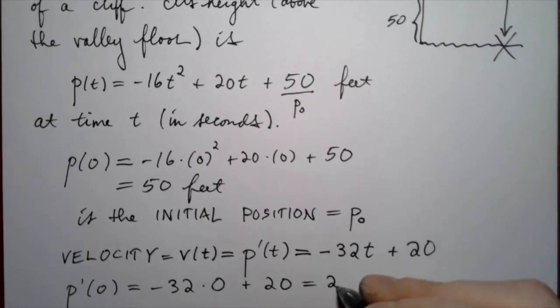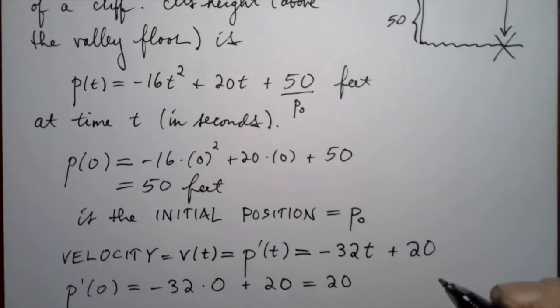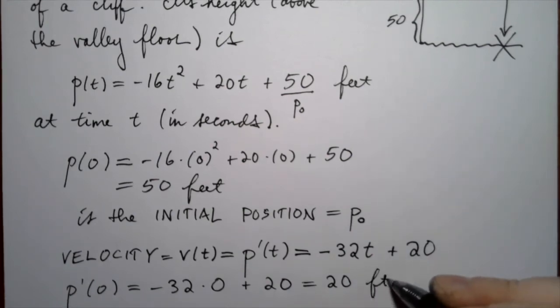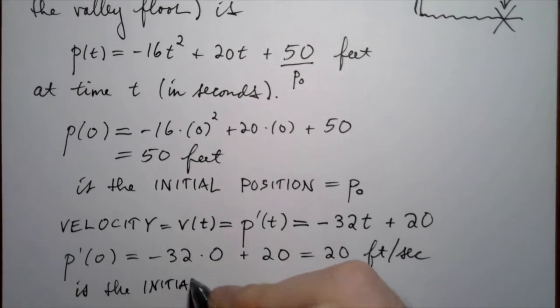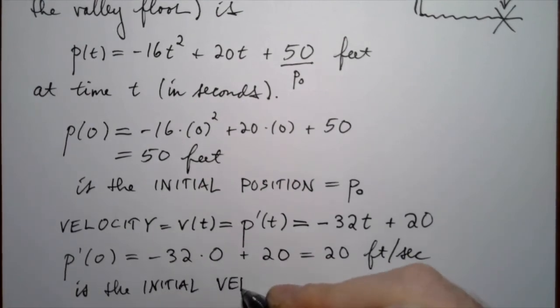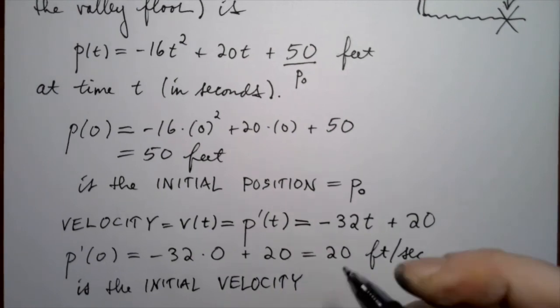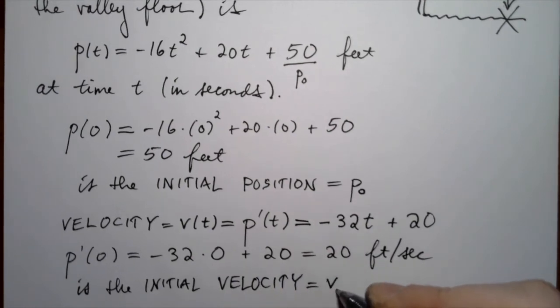So we can figure that out, the initial velocity of the piano, by plugging in t equals 0. And we find that the initial velocity is 20. That's 20 feet per second. So this is the initial velocity. We might abbreviate that to V naught.